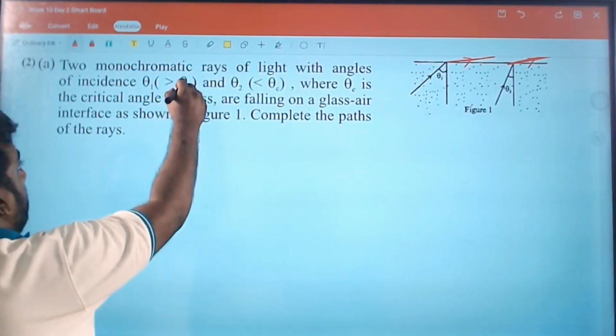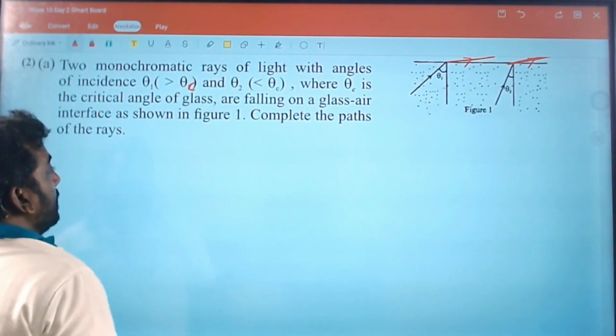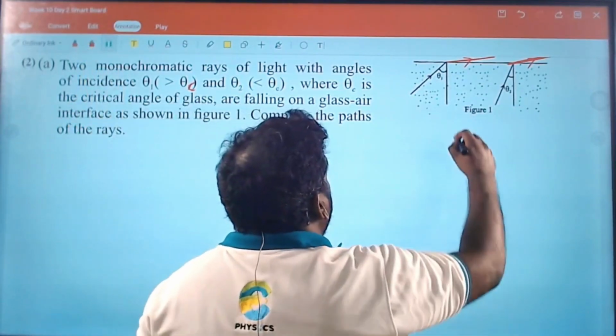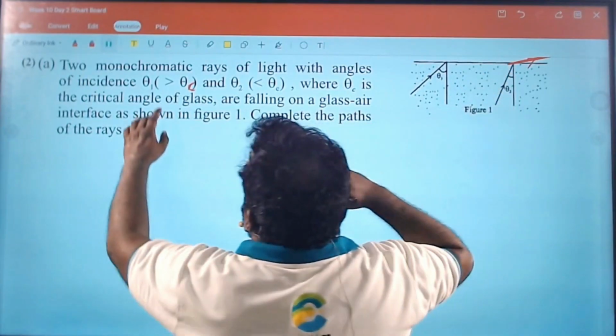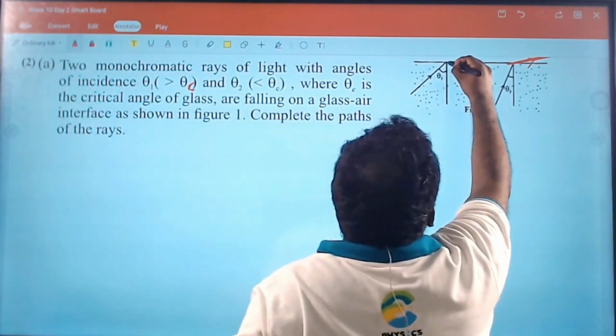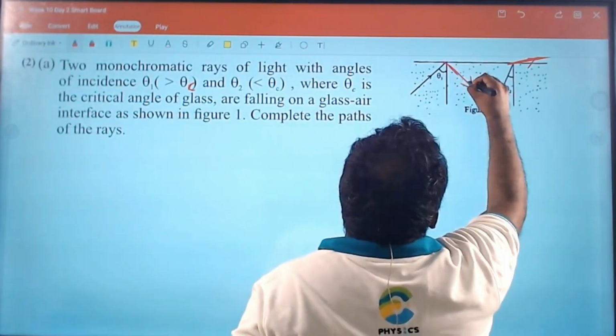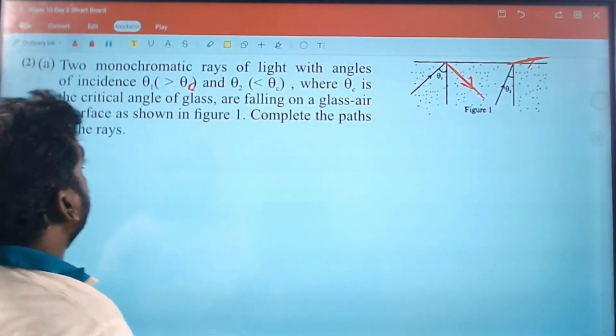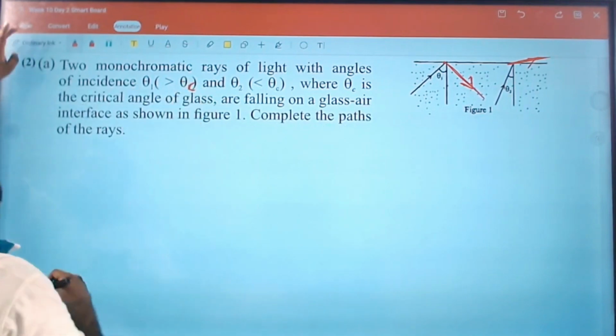Here theta 1 is larger than theta c. Small correction. The others both look the same. Theta 1 is larger than theta c, which means here total internal reflection takes place. Here refraction will occur. Correct this, sir. Theta c.